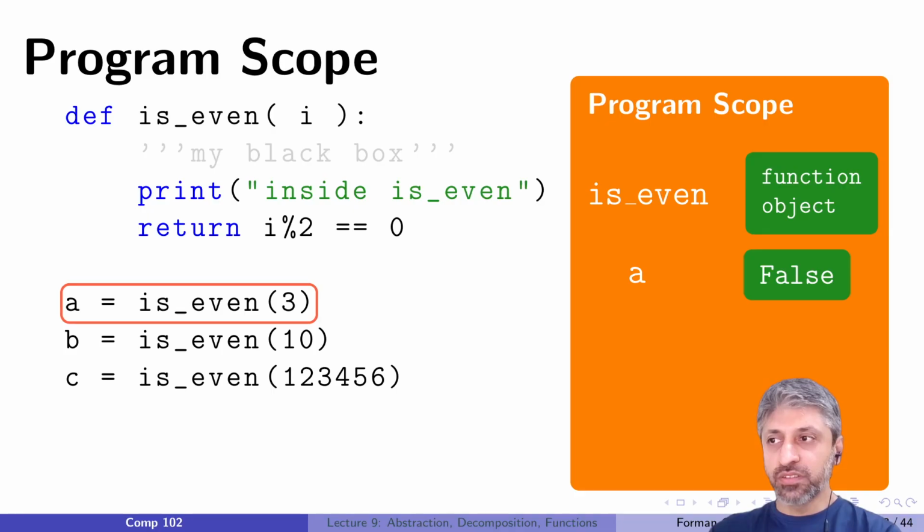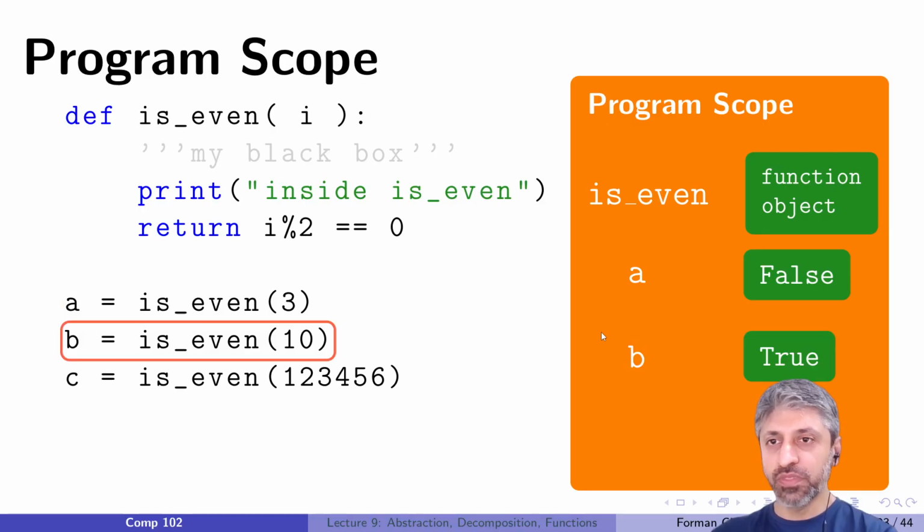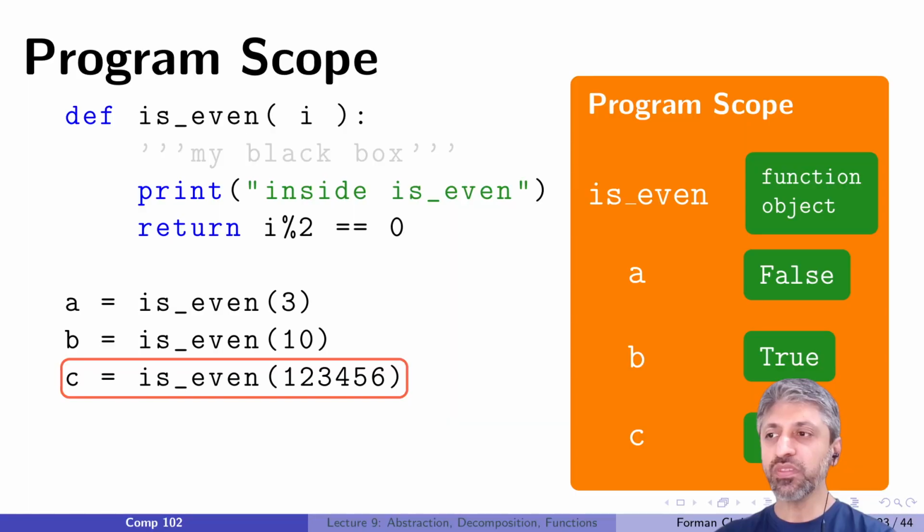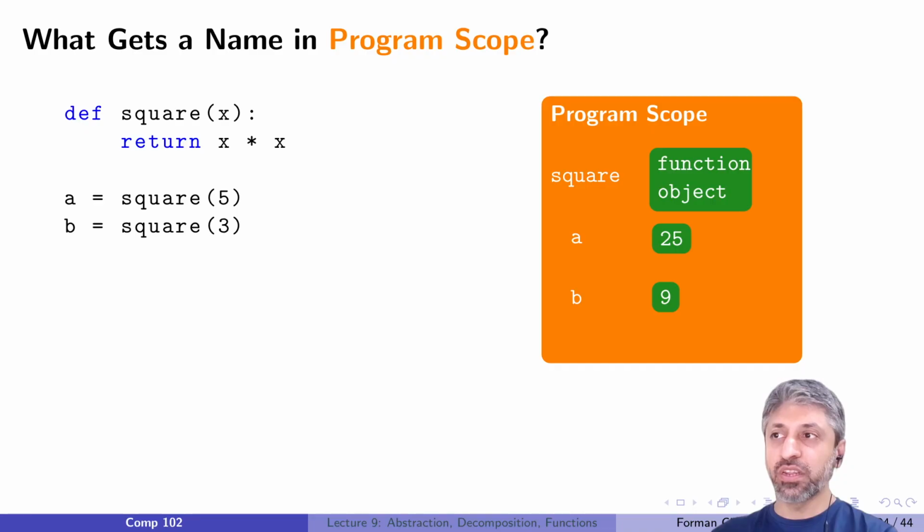Now this returns false. So the value false is copied to the variable a. And then when you call isEven with value 10, it returns true. So B contains true. And with the value 123456, this returns true also. So C contains true. Please note that all of these variables will remain alive as long as the program is running. Now consider another scenario.